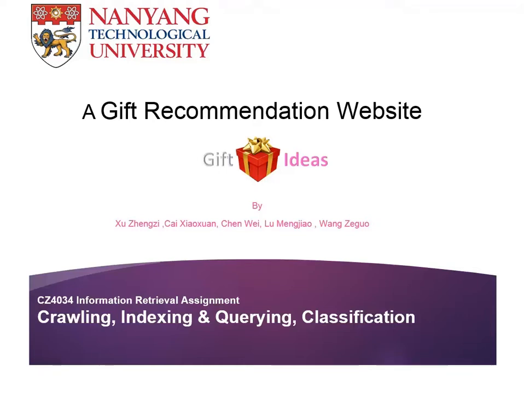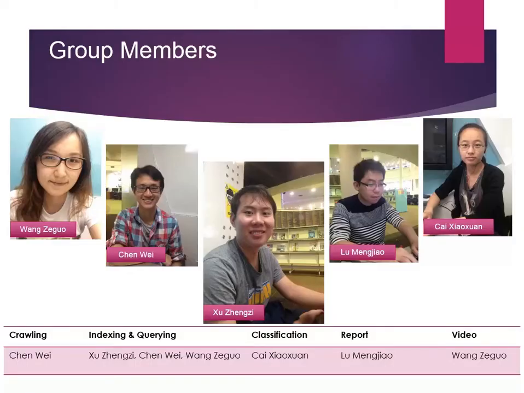This video introduces the gift recommendation application implemented by a group of students from Nanyang Technological University. It recommends Amazon products as gifts for Twitter users. Data crawling, indexing, querying, and classification techniques are used in this project. The project members are Zheng Zi, Ze Guo, Wang, Meng Jiao, and Xiaoxuan.